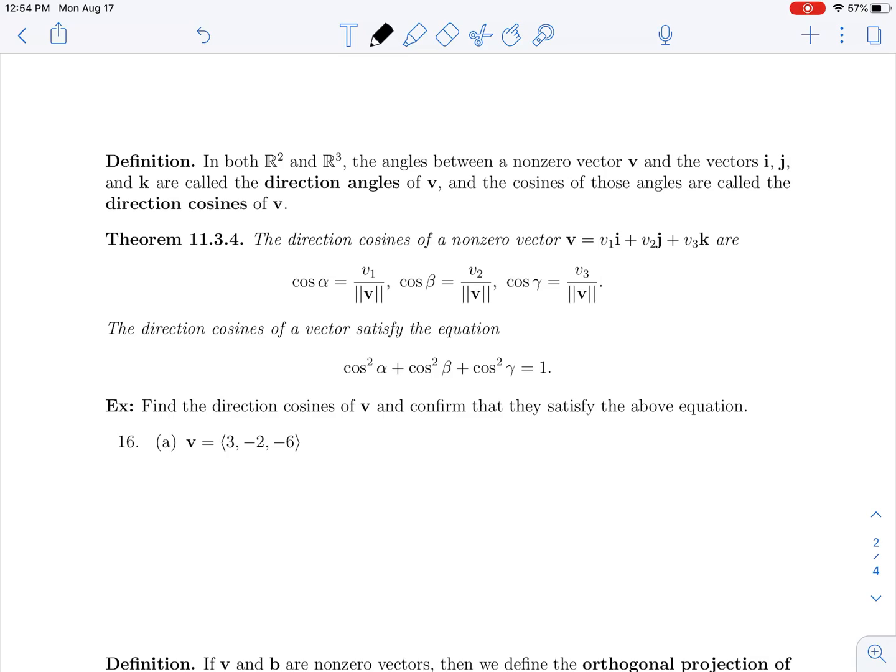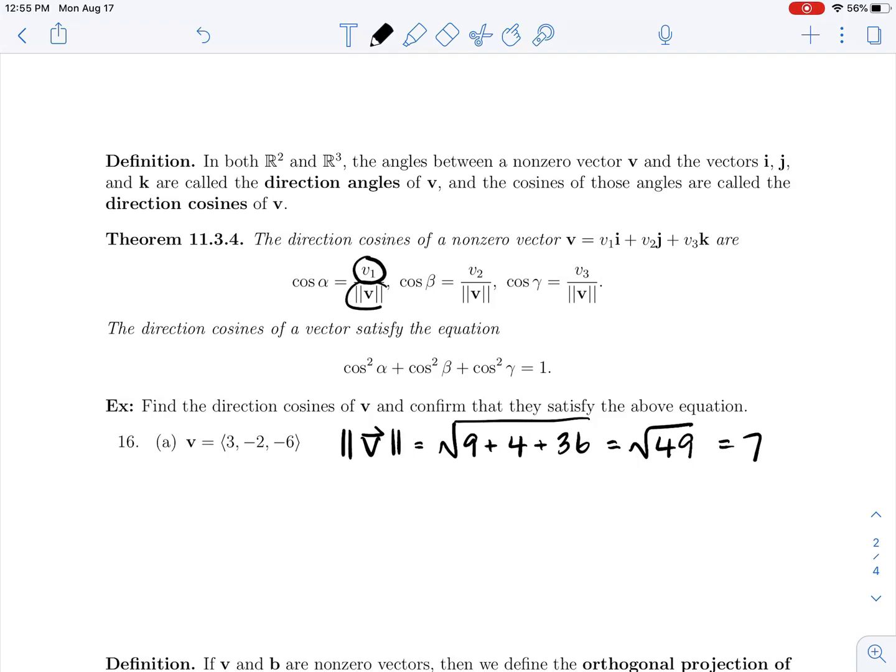All right, so let's go ahead and do an example of finding the direction cosines. Before we do anything, we need to find the magnitude of this vector because each of the direction cosines utilizes the magnitude of v. So let's start by computing that. I have the square root of 3 squared, which is 9, plus negative 2 squared, which is 4, plus negative 6 squared, which is 36. If I add that up, 40 plus 9, that's the square root of 49, or a magnitude of 7 units.